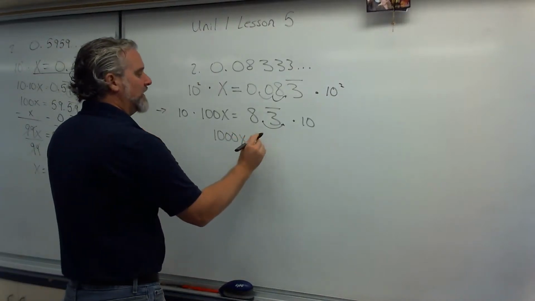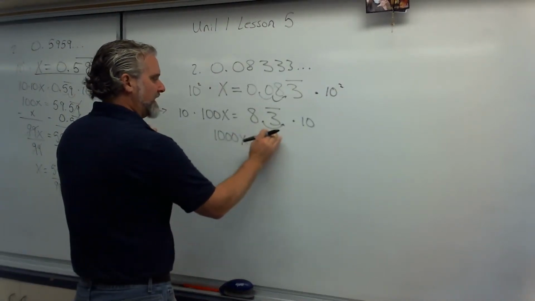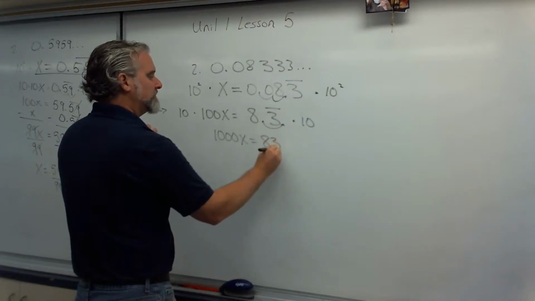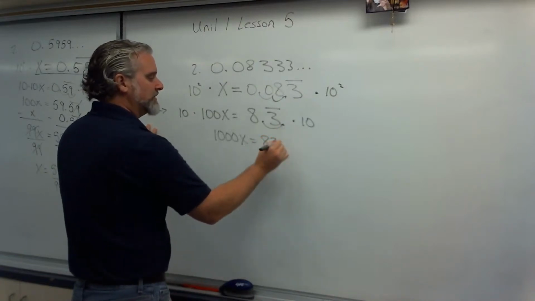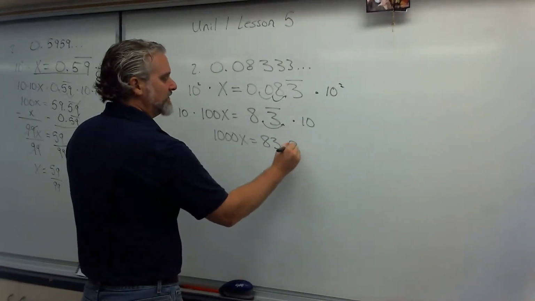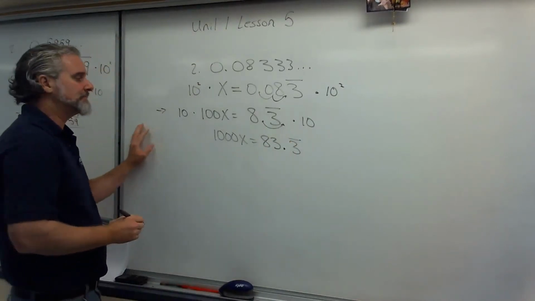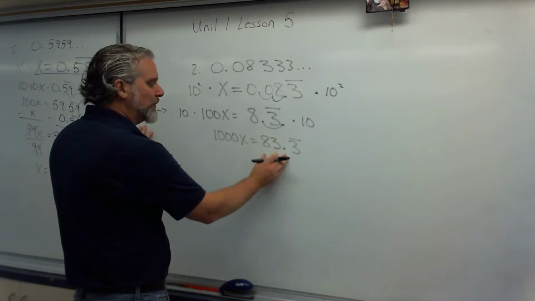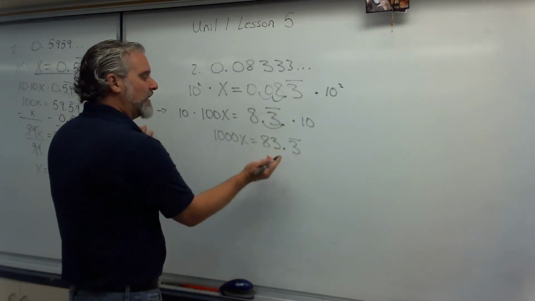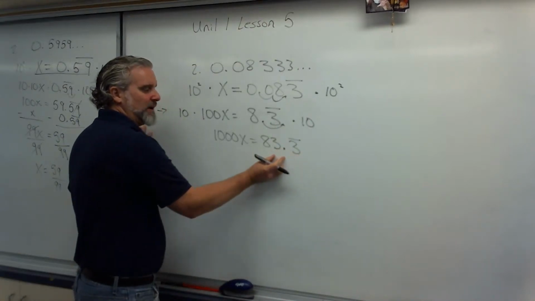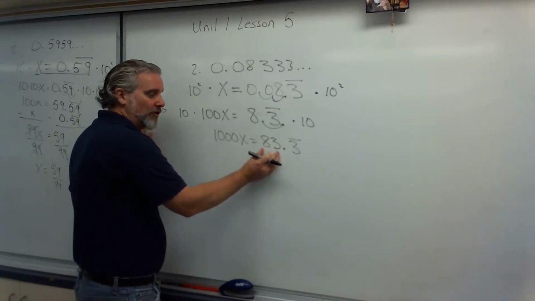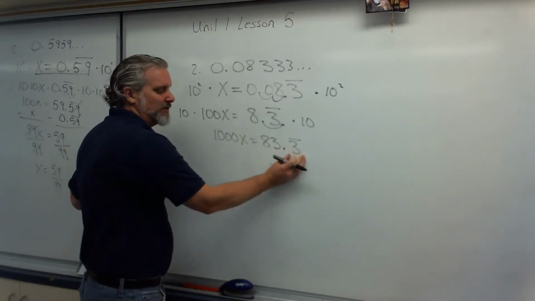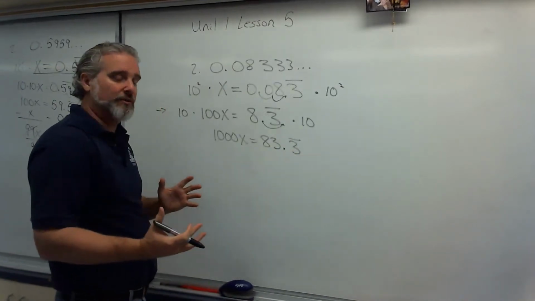x, and over here, we're going to have 83 as our whole number, then the decimal point, and then continue with that repeating 3. So now I have 1000x equals 83.3 repeating. So I have one set of that repeating pattern to the left of the decimal in the whole number section, and we still have it over here on the right-hand side, which we're going to get rid of right now.